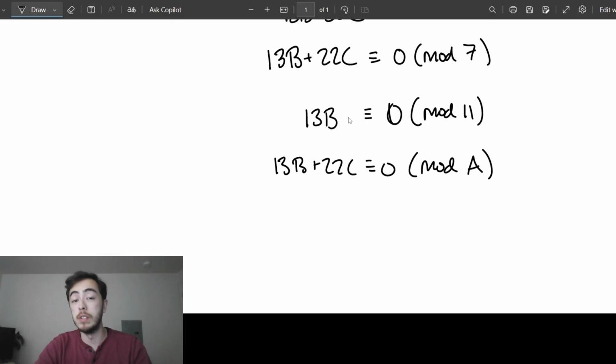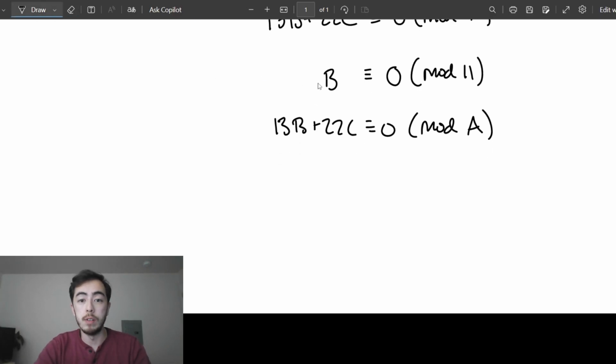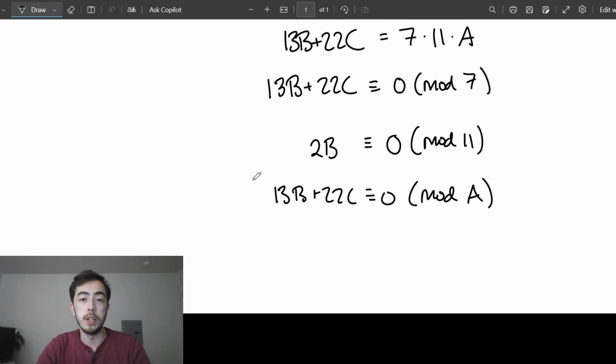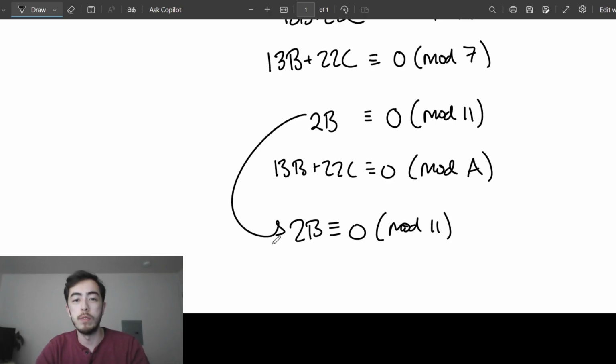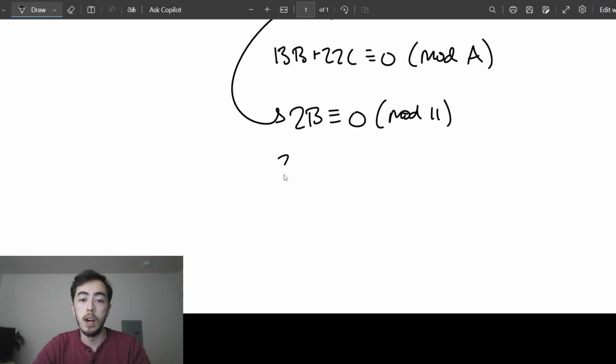13b is congruent to 0 mod 11. And then the number 13 is the same thing as the number 2, again cycling that down. And so now I actually get a lot of information about our digit b. 2b is congruent to 0 mod 11. And so that means, well, I was going to say one of two things, but it could mean a lot of things. Maybe 2b is equal to 0 itself. Maybe it's equal to 11 or 22 or 33.